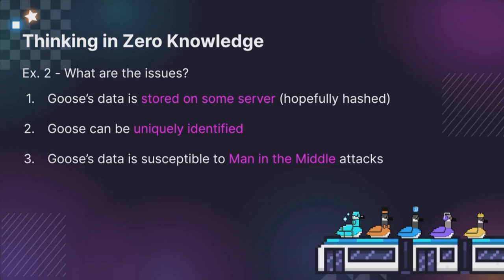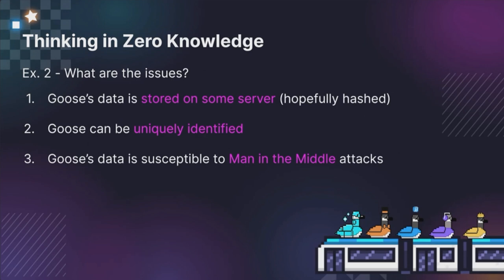First thing first, Goose's data is stored on some server. We're going to show that we can mitigate this, though maybe we can't entirely remove that problem. Second, Goose can be uniquely identified. Suppose, in the example of the government from earlier, we have some hash version or some processed version of your face on some database somewhere. If the government wanted to, and they were trying to perform some sort of surveillance, or any organization for that matter, they could potentially use that to identify you.